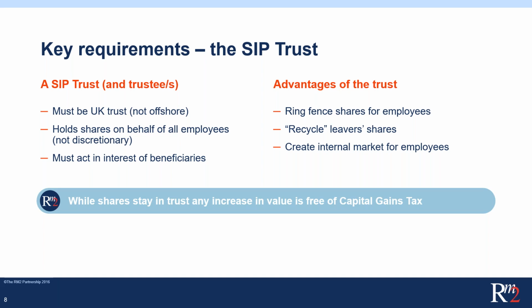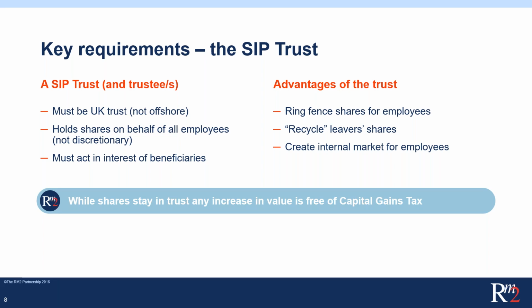The SIPP trust has some particular advantages other than the tax advantages I've previously noted, especially for private companies. It's a really good way of ring fencing a certain proportion of shares for employees. It can recycle shares from leavers, so rather than having to go through the rigmarole of issuing shares and then buying them back from leavers and cancelling them or putting them into treasury, you can use the SIPP trust instead as a marketplace of the shares. So then you can use it as an internal market for employees in a private company. And there's an example of how one of our clients did this a little bit further along in the presentation.